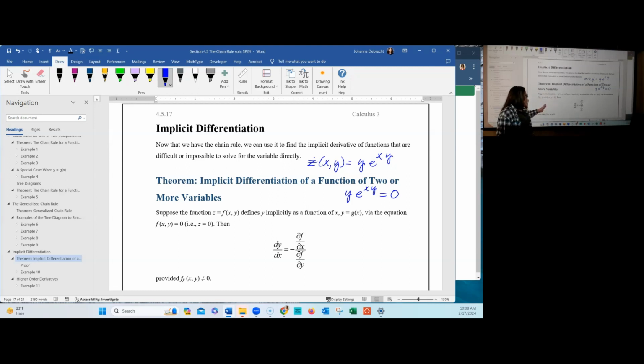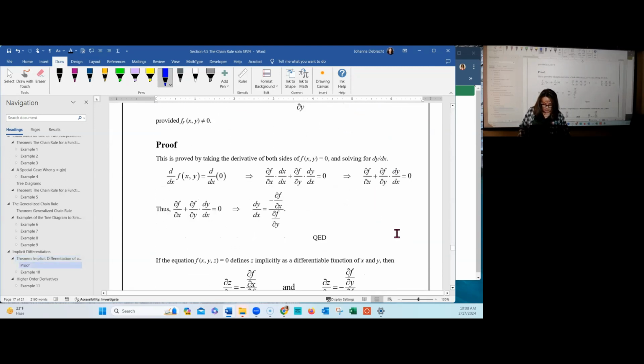What we're going to do is prove that the derivative of y with respect to x is equal to the opposite of the partial of the original three-dimensional function with respect to x divided by the partial of that function with respect to y. Now, why does this work out? Let's take a look at the proof now.